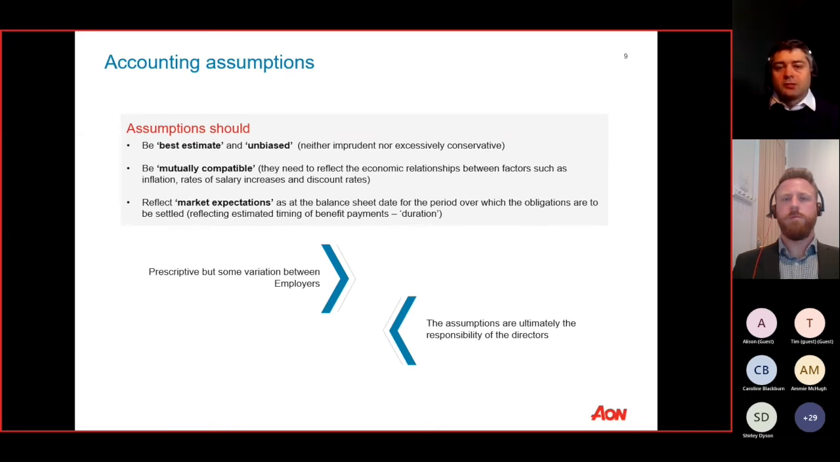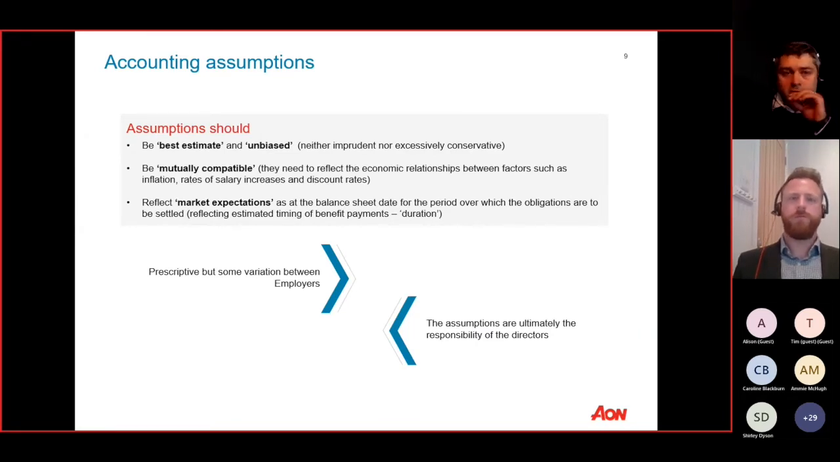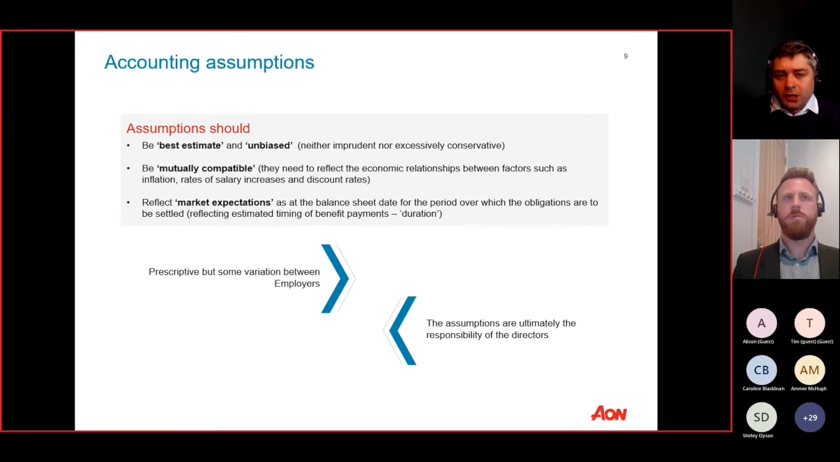The current accounting standards are prescriptive of the assumptions to use. And here is a summary of the main principles which we need to use when setting the assumptions. The assumptions need to be best estimate and unbiased. They need to be mutually compatible. So, for example, an assumption made for future salary increase should be compatible with the assumption made for inflation, assuming salaries are generally expected to maintain value in real terms, they are linked to the inflation.